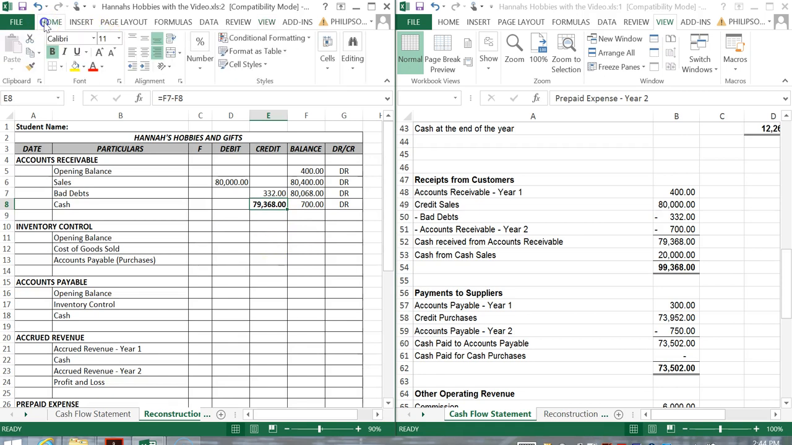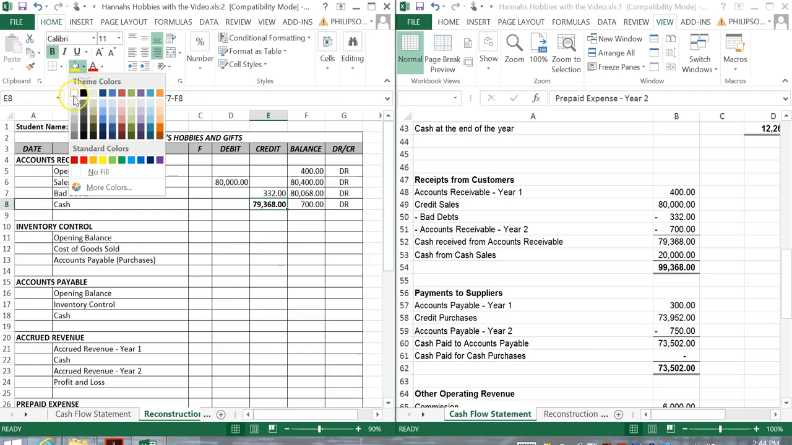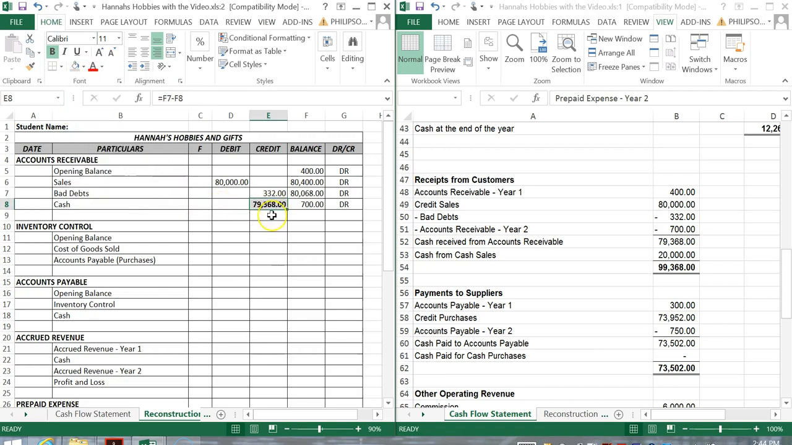Now, do you need to make that grey and everything like it's been in our examples? The choice is yours. You don't have to. I would like, as a minimum, this amount to be bold in your exam. Alright, so that's accounts receivable. Hopefully that makes sense.